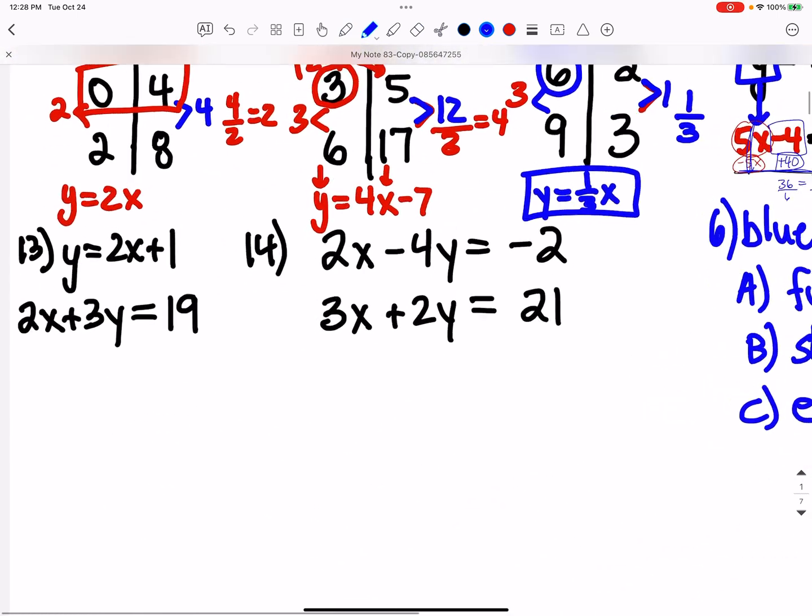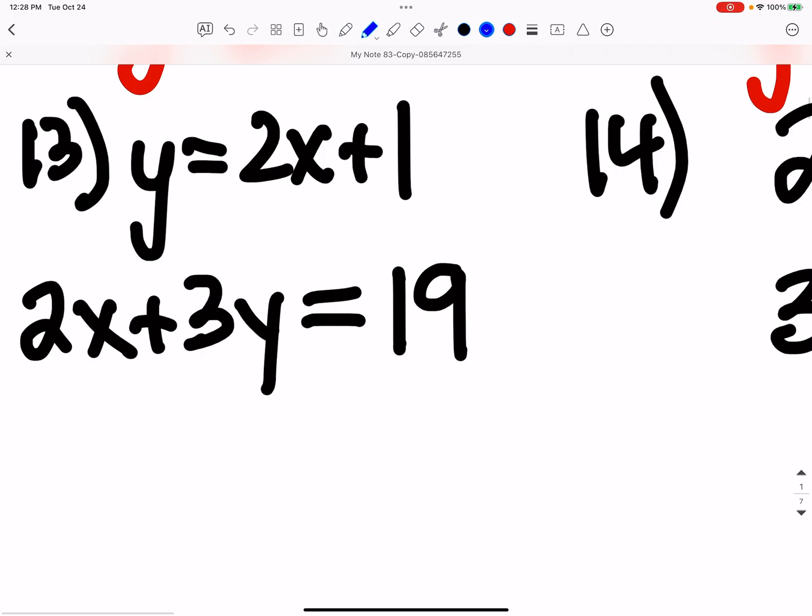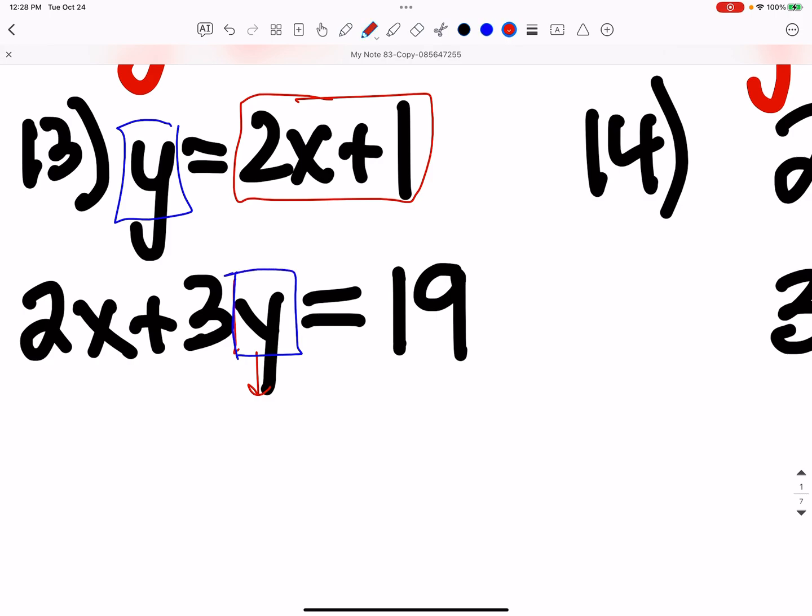All right, 13. Okay, y is the same thing as 2x plus 1. So I take out this y right here. I'm going to take him out. And I'm just going to write the same equation, but with 2x plus 1 instead of y, because they're the same thing. So 2x plus 3 times (2x plus 1) equals 19.